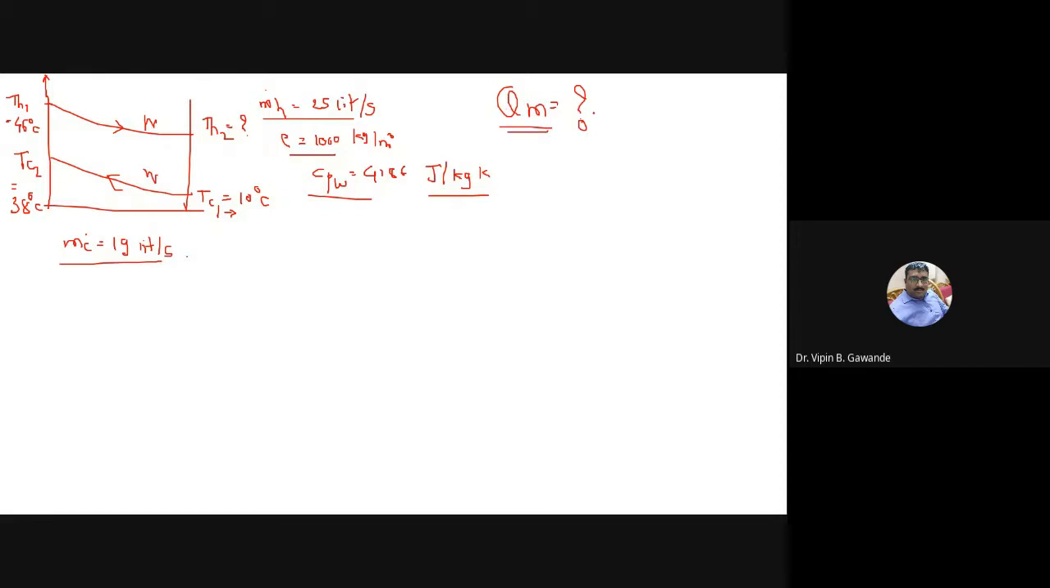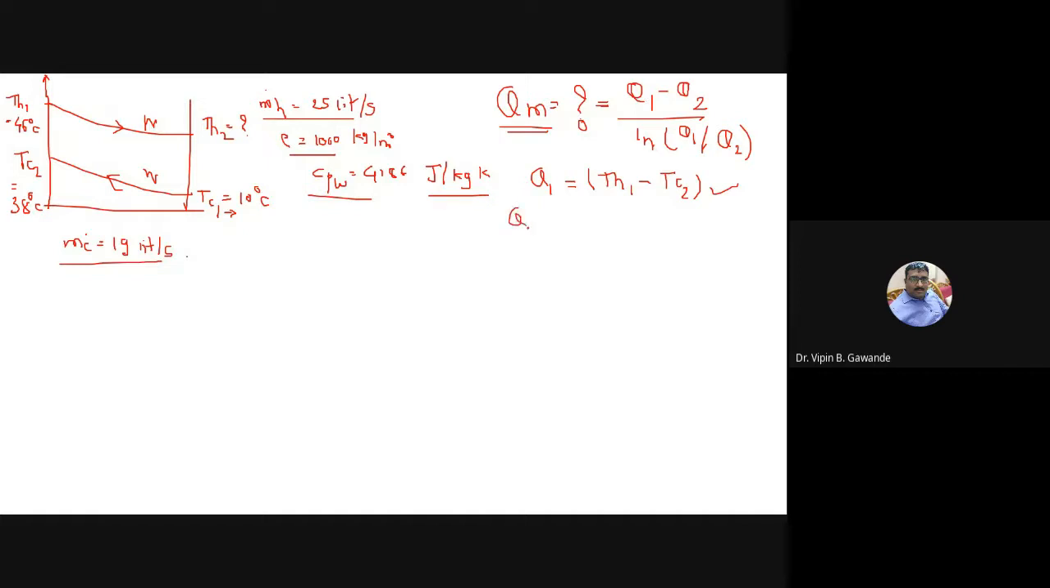We know the formula for theta M. What is this formula? It is theta 1 minus theta 2 divided by ln of theta 1 divided by theta 2. Now what is theta 1? Theta 1 is equal to TH1 minus TC2. This is known to us, that is 46 minus 38. So the theta 1 value is known.